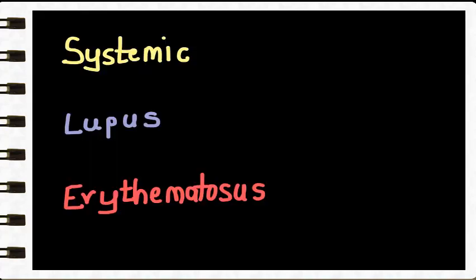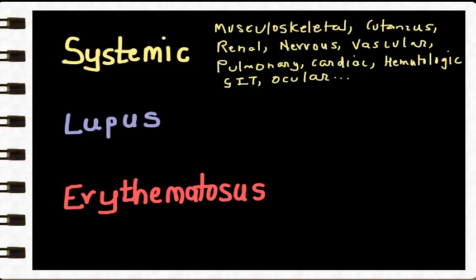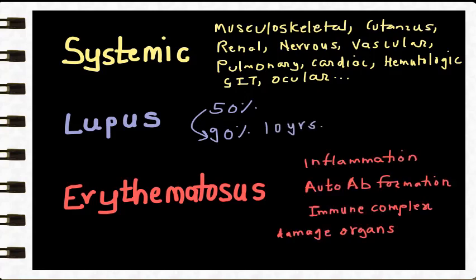As you know, SLE is systemic lupus erythematosus. Systemic means various systems are involved: musculoskeletal, cutaneous, renal, nervous, vascular, pulmonary. And the patient has some sort of symptoms going on once he develops SLE. Lupus usually indicates the disease slowly deteriorates. The term was used earlier, but now with newer treatments, the survival rate has increased.